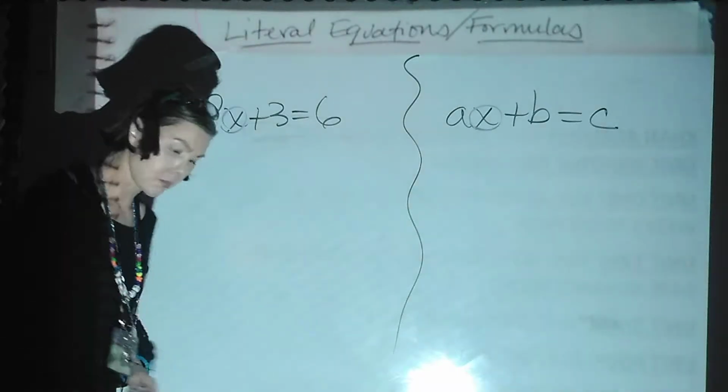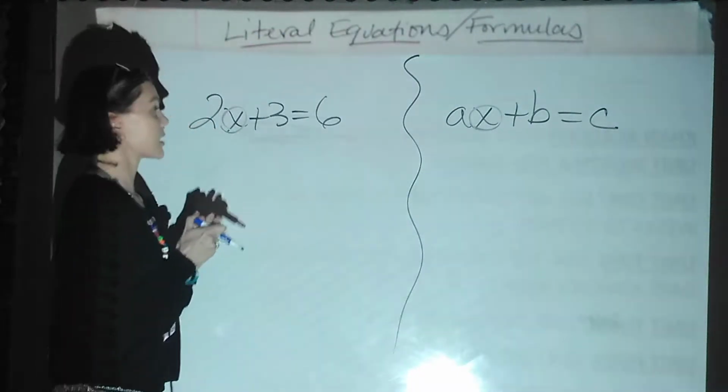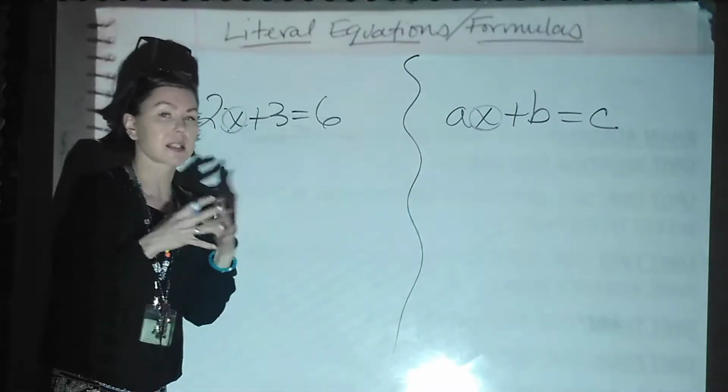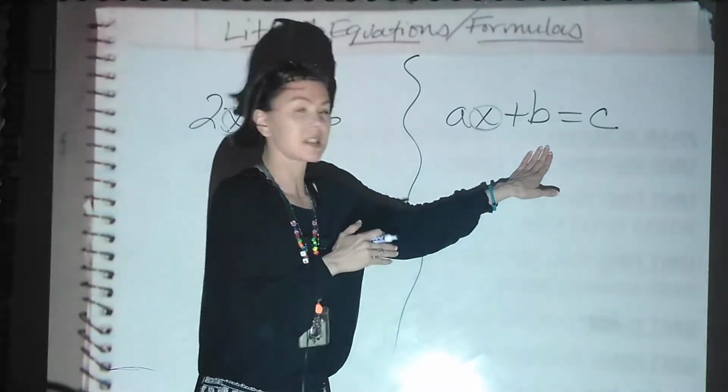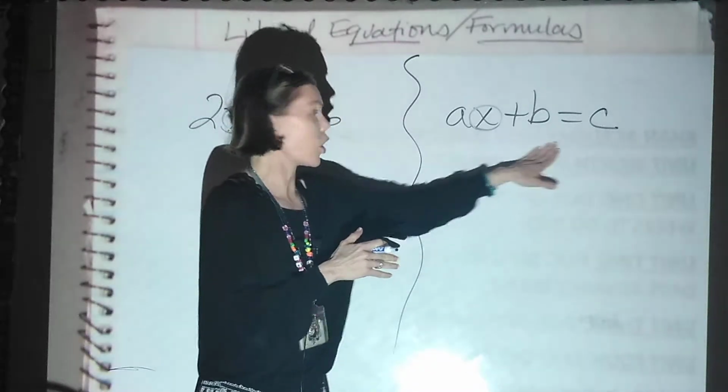This ink is running out. Okay, I'm stepping on the mic. Okay. So we solve both sides exactly the same way, even though this is a regular two-step algebraic equation, and this is a formula where it's all letters.